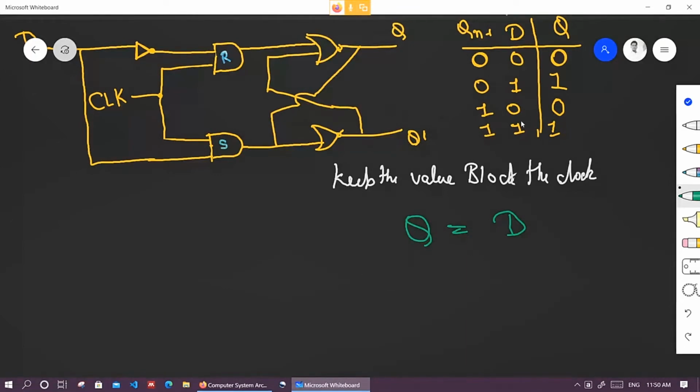That means in D flip-flop, whatever the value you will supply, it will be directly stored in the flip-flop. That is why it is known as the direct flip-flop. Now you get the name of D flip-flop.